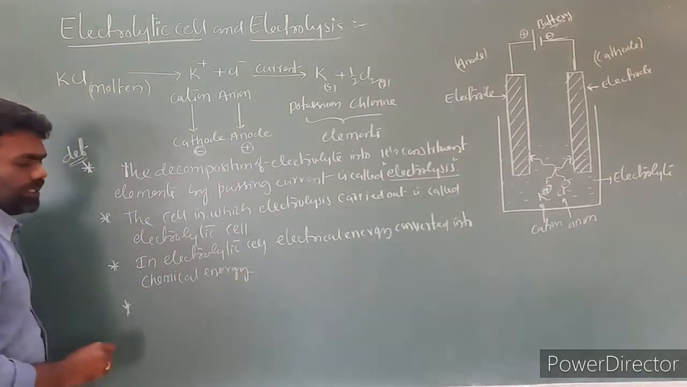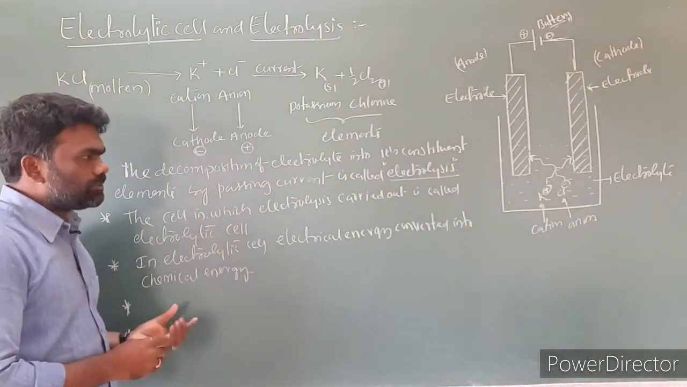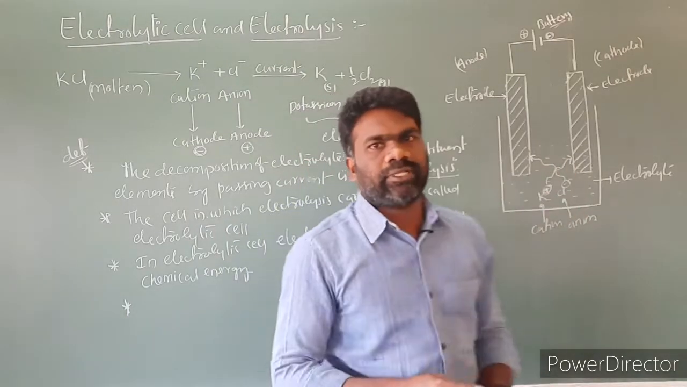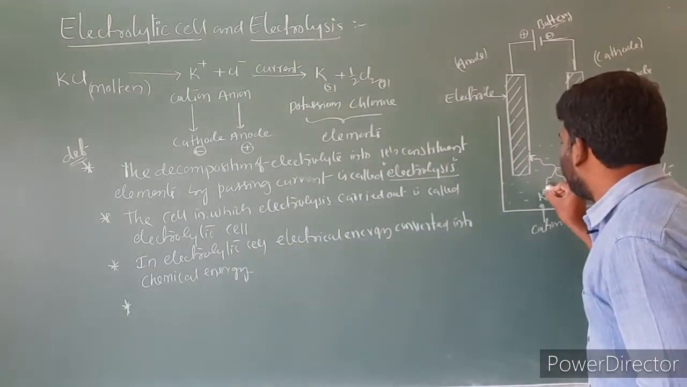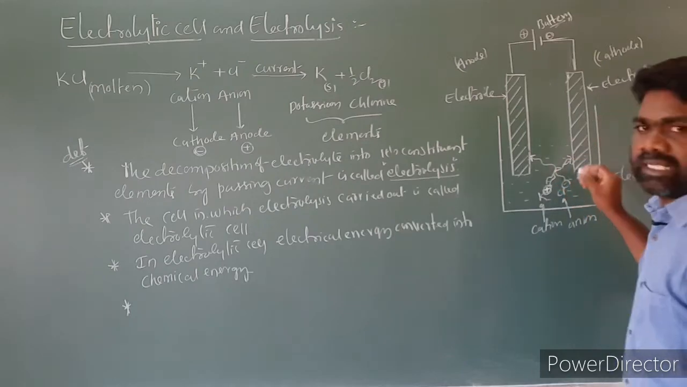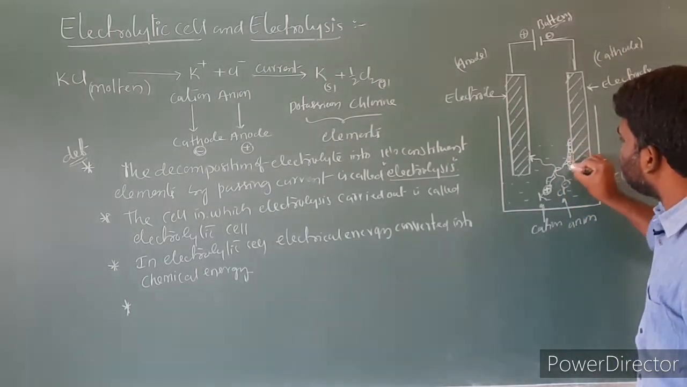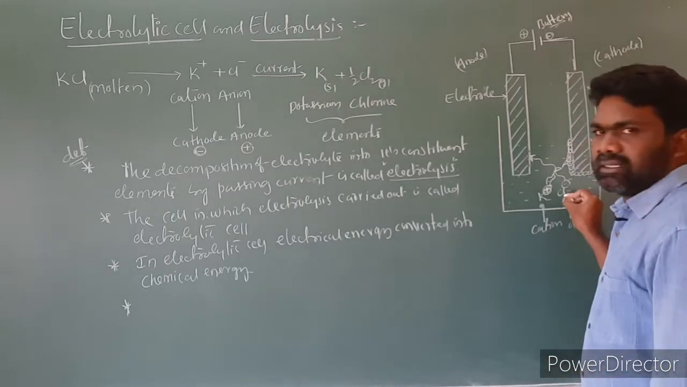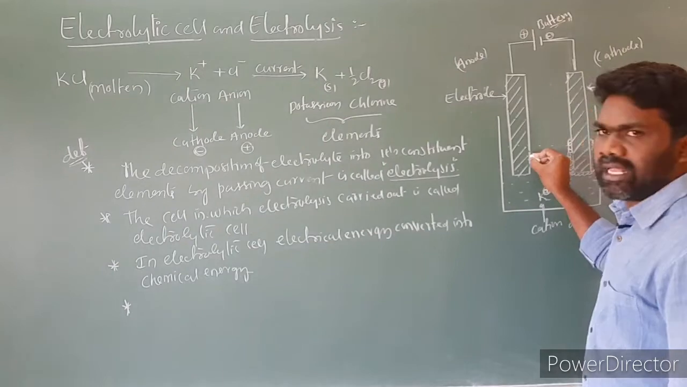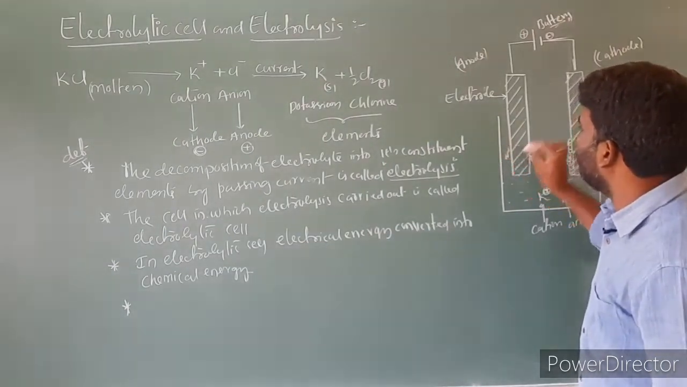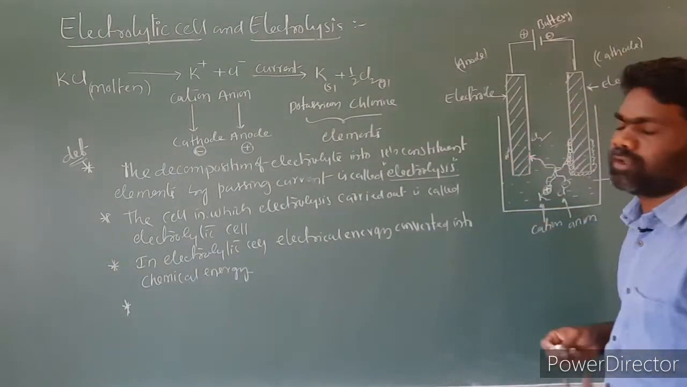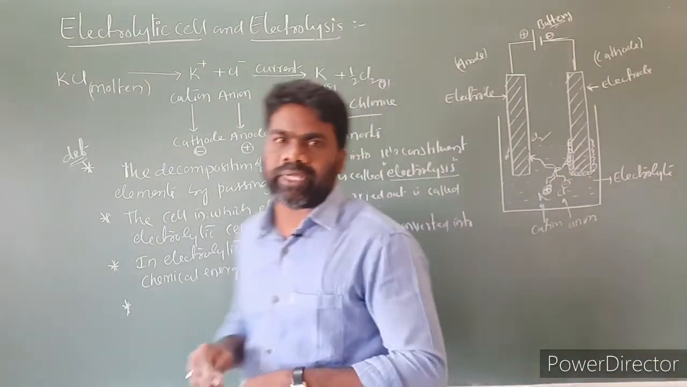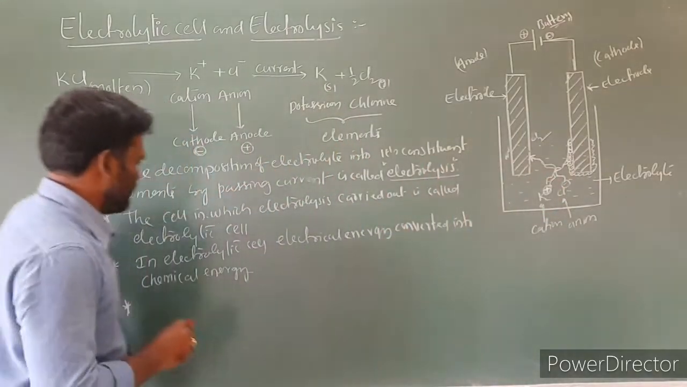Another important point is that in the electrolytic process, cations migrate towards the cathode. This is a very, very important point. Here the cations migrate towards the cathode and discharge; potassium will be deposited in the form of K. And the anion Cl- will migrate towards the anode, and chlorine gas will be liberated here. So cations migrate towards the cathode, anions migrate towards the anode. This point you have to keep in your mind.